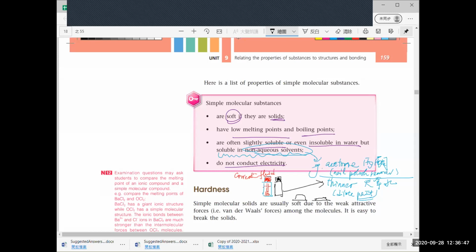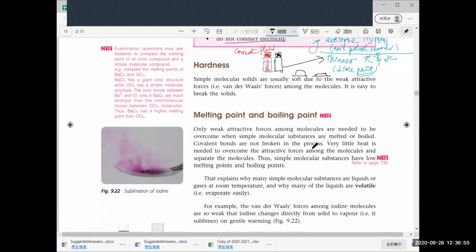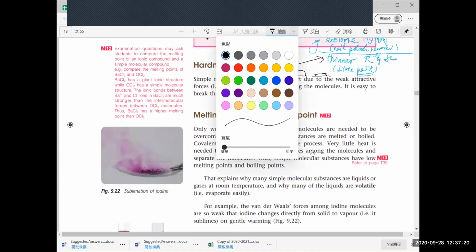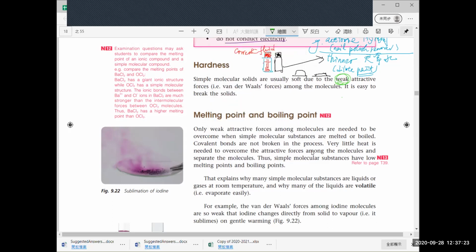Okay, you get what I mean? So let's have a look at the hardness. Now, if you are going to tell it as hard or soft, normally we are going to do what? We are going to do something to overcome the attraction force. So we have got two types of attraction force. Which one should be overcome first? The weak one or the strong one? Weak. Why? Why would you choose to separate the weak attraction force instead of a strong force?